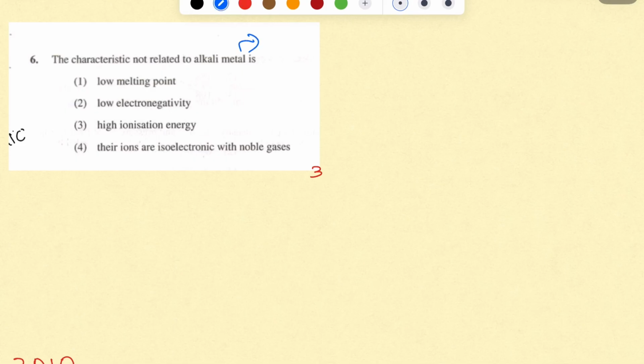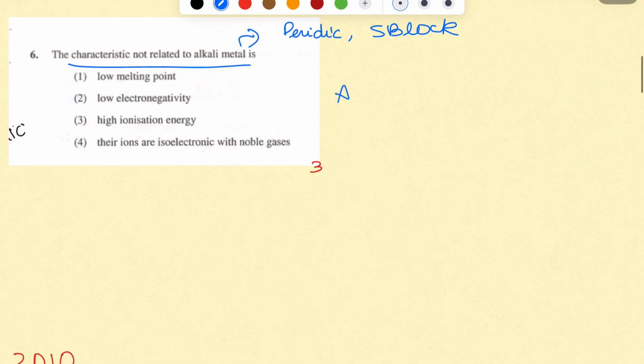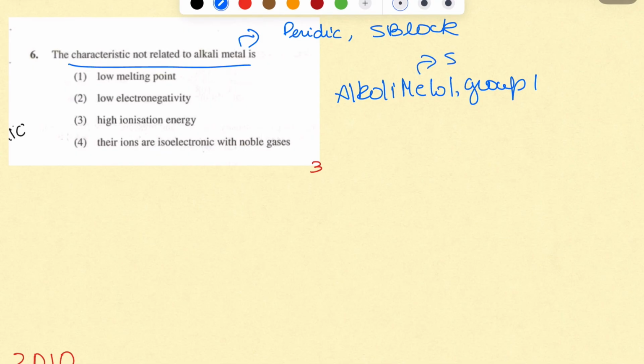Next question: characteristic not related to alkali metal. This can be dealt with in the periodic classification chapter. Also it can be dealt with in the S block element chapter. Let's see what it is. Characteristic which does not belong to alkali metal. Alkali metal is nothing but group 1 element, or it belongs to S block element.